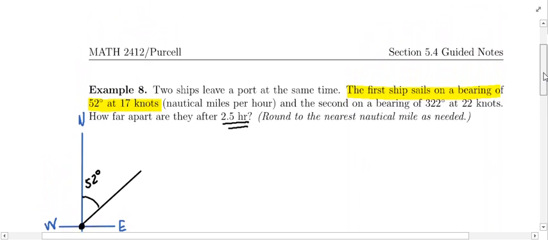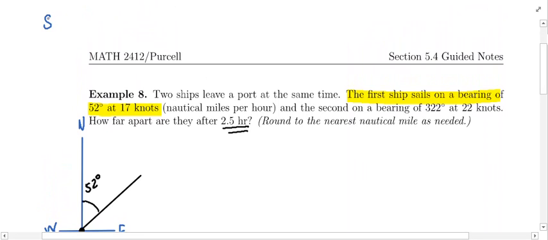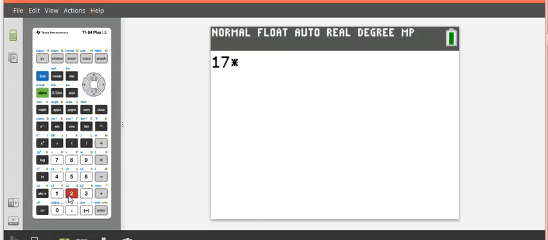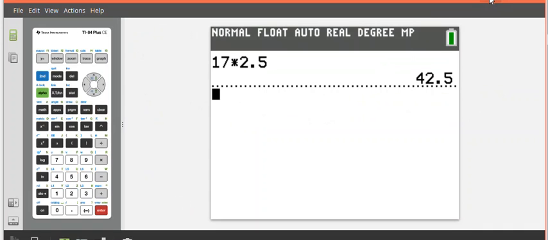So what we do know, and I'll go up here, this is going to be ship 1, it travels 17 nautical miles per hour for 2.5 hours. If you set it up this way, the hours will cancel, and you'll be left with distance, nautical miles. So in that 2.5 hour time frame, this particular ship has sailed 42.5 nautical miles.